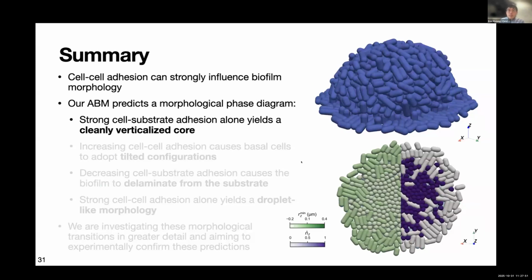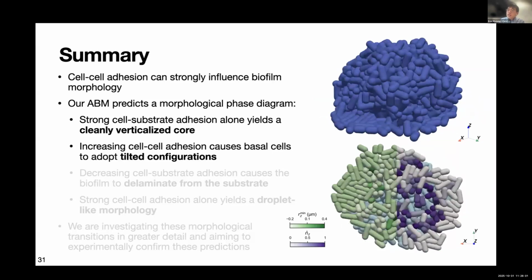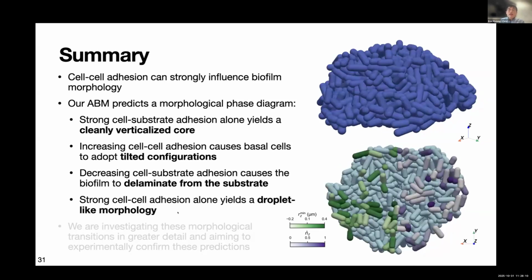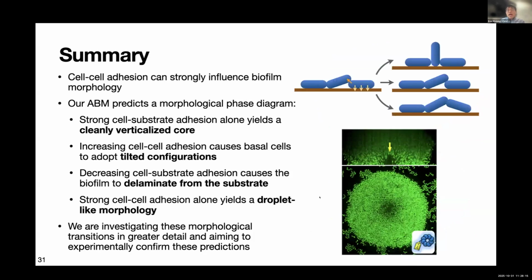And using our agent-based model, we have been able to predict a morphological phase diagram, where with strong cell-substrate adhesion, we have a cleanly verticalized core. Increasing cell-cell adhesion causes basal cells to adopt tilted configurations. Decreasing cell-substrate adhesion from there causes delamination from the substrate. And strong cell-cell adhesion alone yields a droplet-like morphology. And now we are working along both theoretical and experimental directions to understand these morphological transitions in greater detail. Okay.